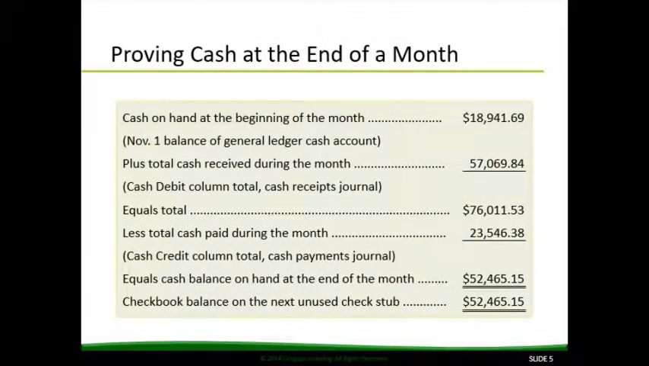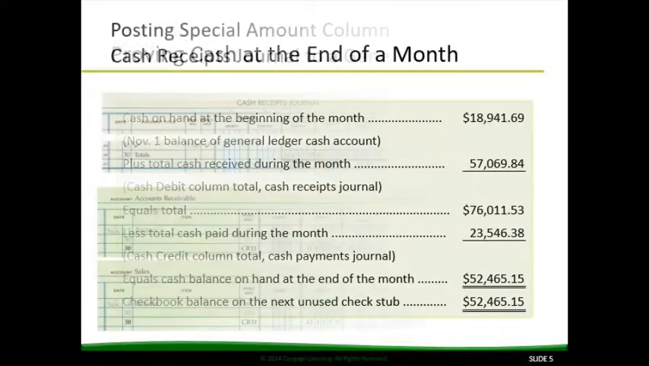Proven cash at the end of the month. Everything else we get from somewhere else, but the total cash received during the month, $57,069.84, came from the previous slide under the cash debit totals.